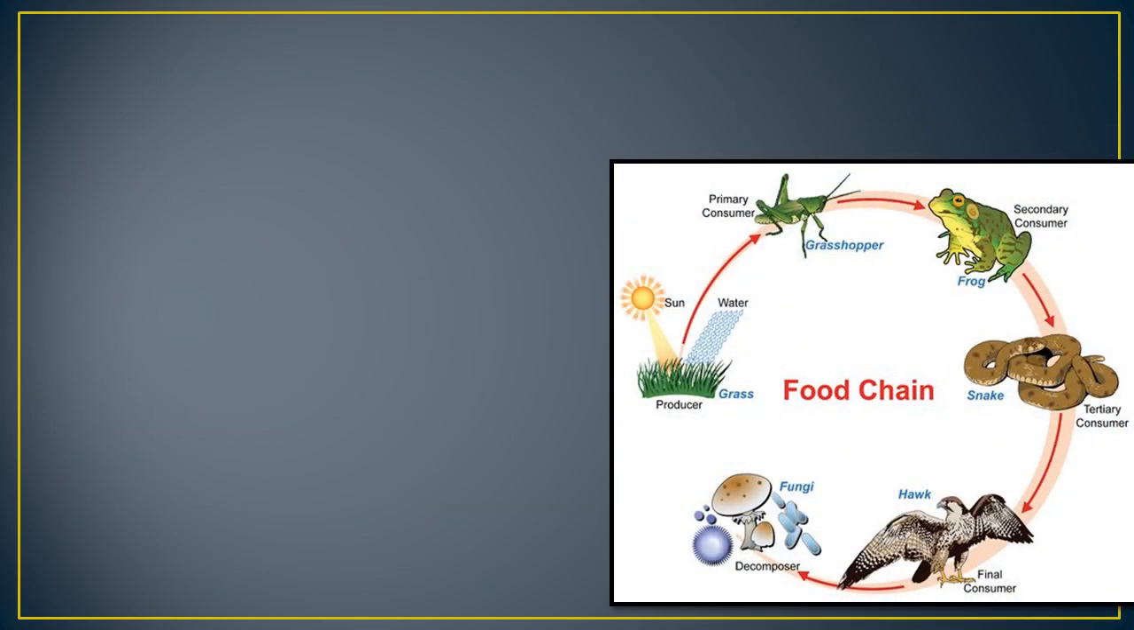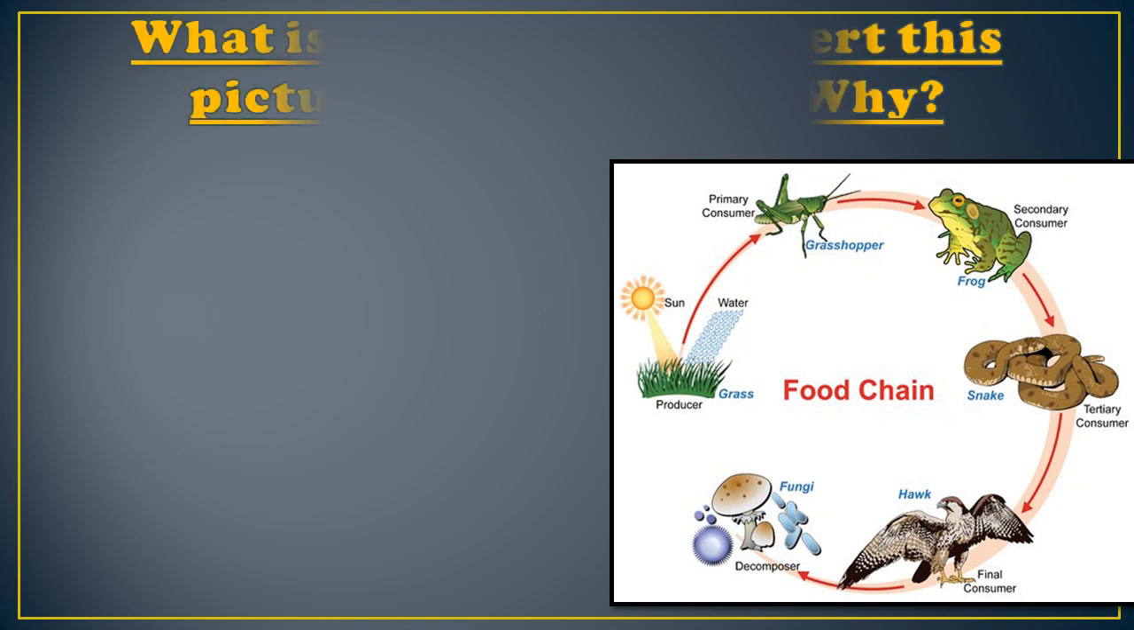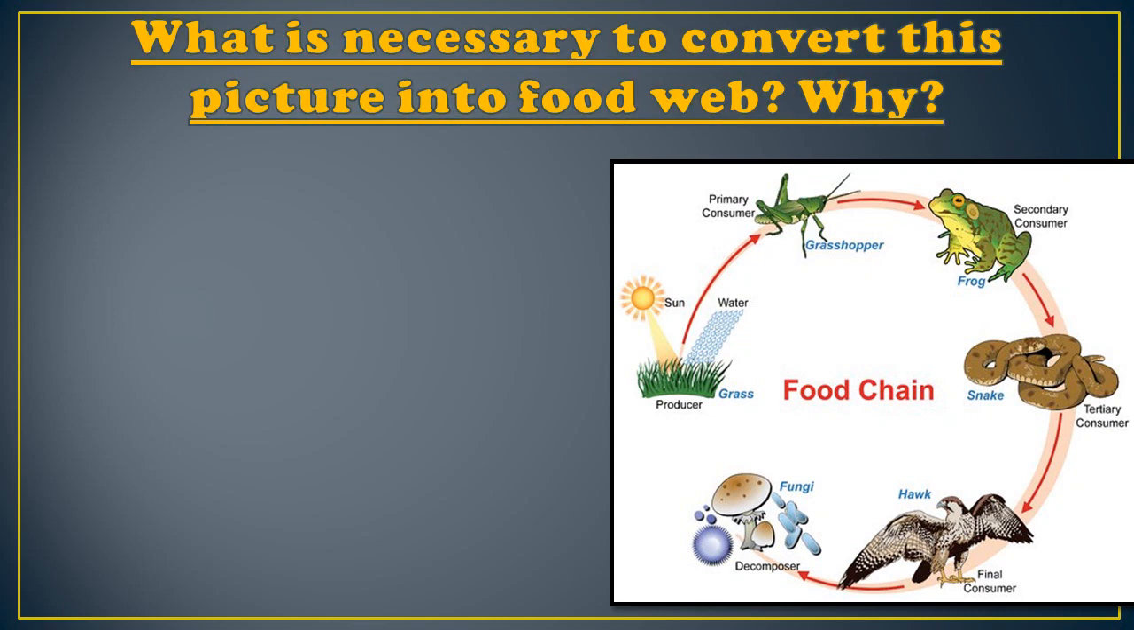So students, here one food chain is given, and you have to identify the different components of a food chain. What is necessary to convert this picture into a food web and why? First of all, let's understand the different components of a food chain. Here these are the producers, which are the plants. Plants are always producers. Why? Because they produce their own food and use it for their survival.